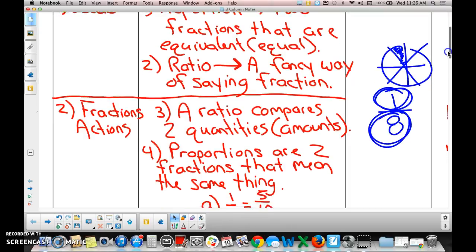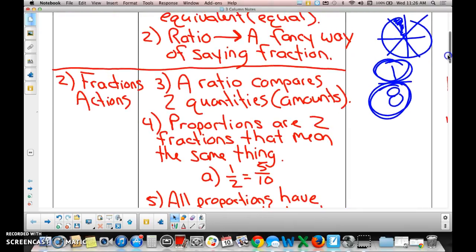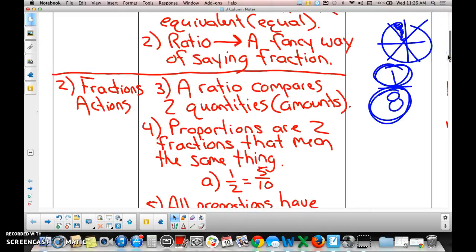So a proportion and ratio are the same thing. Yes or no? Okay. Proportions are two fractions that mean the same thing. So the example here is, if you have the fraction 1/2 and you have the fraction 5/10, are they equal to one another? Yes. Therefore, we say they are proportionate. Everyone say proportionate. Proportionate. Two fractions that mean the same thing are proportionate. Thank you for raising your voice at the end like I did.